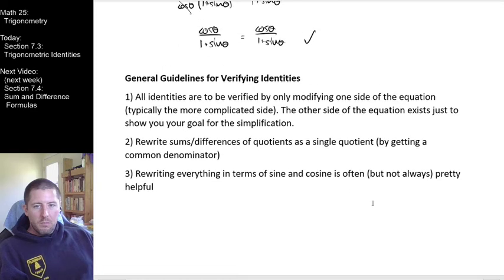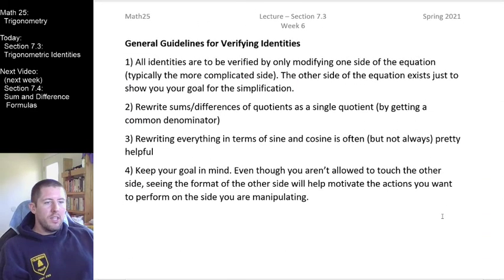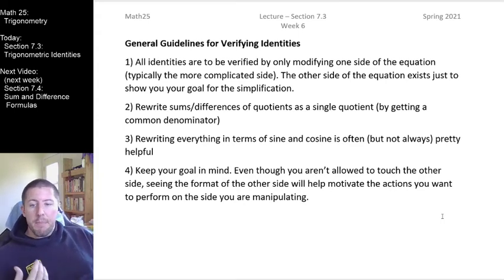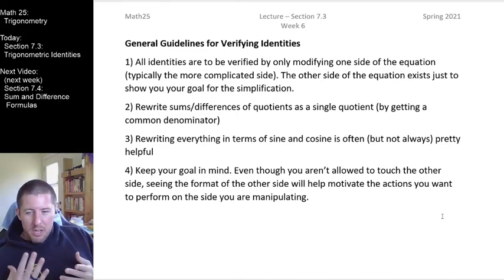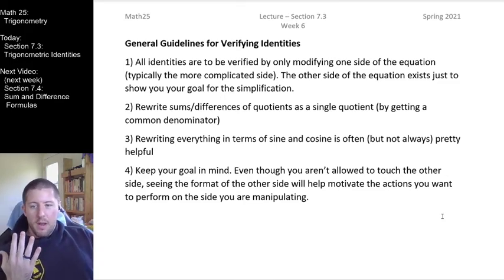So we've got our general guidelines for verifying identities here. Let's just talk through this and call it a video here. All identities are always to be verified by only modifying one side of the equation. Typically, it's the more complicated side. The other side of the equation just exists to show you your goal for the simplification. It's your little magic 8 ball of you saying, what should I be doing right here? Use what it looks like to motivate the things that you do on the other side.